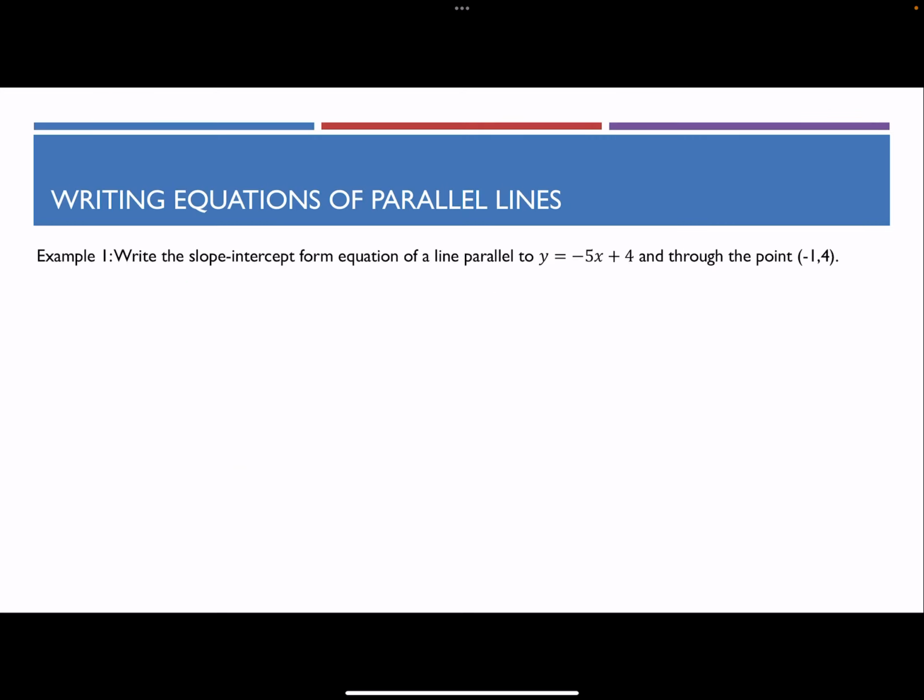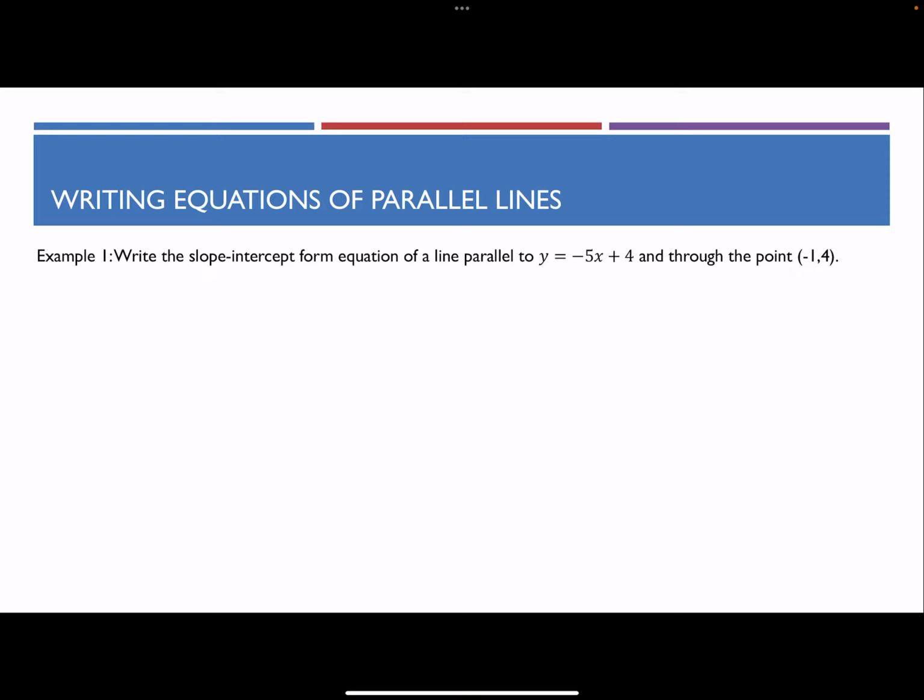All right, so let's use that information to write equations. Write the slope-intercept form equation of a line parallel to y equals negative 5x plus 4 and going through that point negative 1, 4. You can do this one of two ways. I'm going to take you through 2 examples, using one method for the first example and a different method for the second, and then you're going to pick which one you like better.